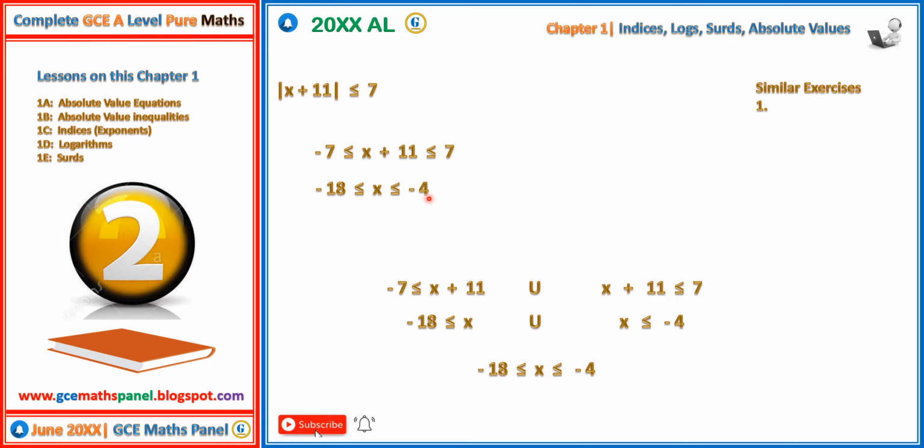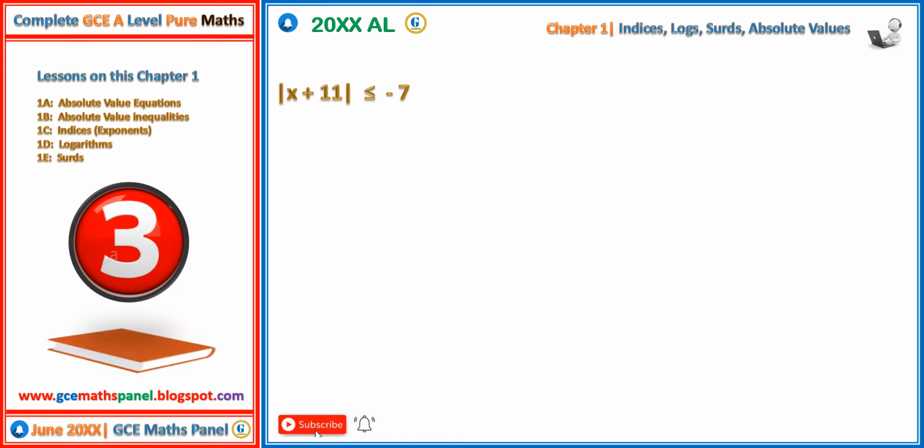Most of the times when you finish solving absolute value inequalities, it's good to express the answer on a number line. Let's take this third question. The third question reads: the absolute value of x plus 11 less than or equal to minus 7.